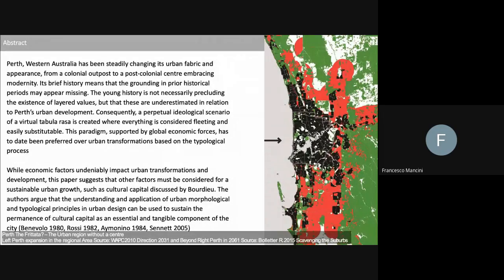So the idea is to somehow identify what we can transfer from different and previous ways of thinking of the city and looking at the city of the past, to change our mindset when we look at the city of the present to shape its future.